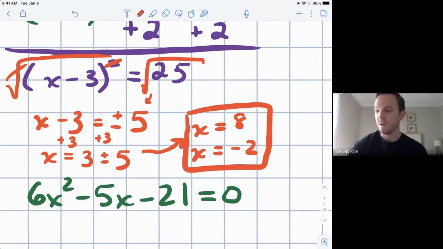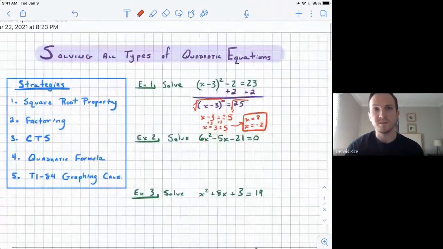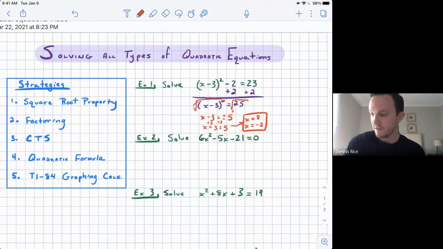Very, very important. If you ever solve a quadratic and you get rational answers, that means the original problem was factorable. Not saying that we did something wrong here. Given what we started with, this was the best technique, but just keep that in the back of your mind. If you get a whole number, an integer answer, a rational answer, I should say, the original problem was factorable if we got it in standard form. So that's the square root property for example 1.